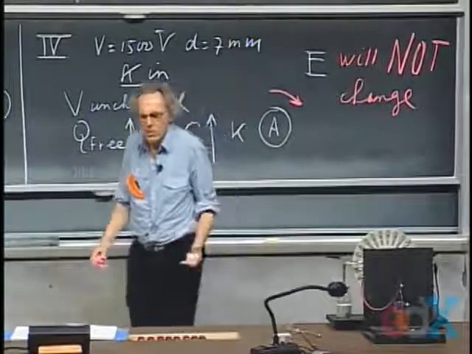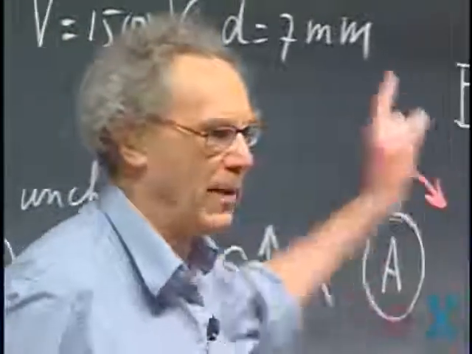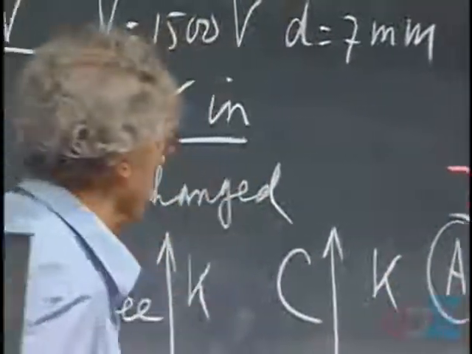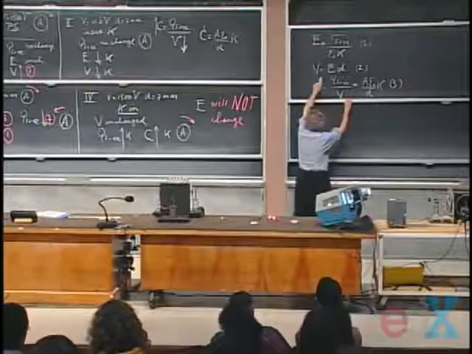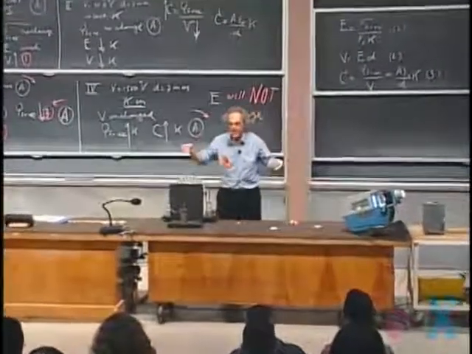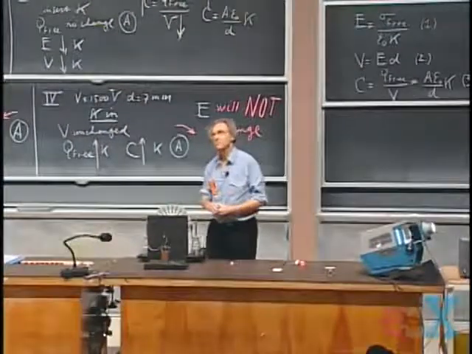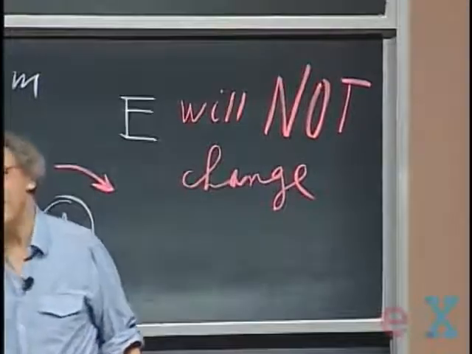And you may say, but you put in a dielectric. Yeah, I put in a dielectric, but I kept the potential difference constant, and I kept the D constant. And since V is always E times D, if I keep this at 1500 volts, and I keep the 7 millimeters, then the net electric field cannot change. It's exactly what it was before. That is the reason why Q3 has to change.